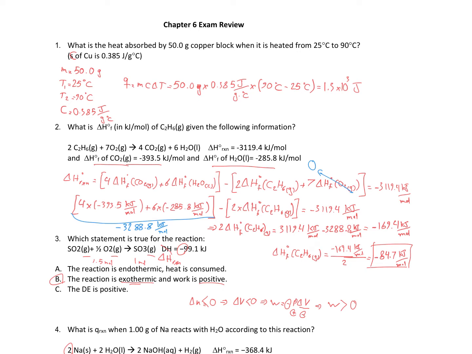So you plug in the numbers. You have the delta H of formation of CO2 and water. You plug those numbers in, and the first term, the sum of delta H of formation of products, is negative 3288.8 kilojoule per mole. And then on the reactant side, you only have delta H of formation of C2H6. So 2 delta H of formation of C2H6 equals that. So you plug in the numbers and you find the answer.